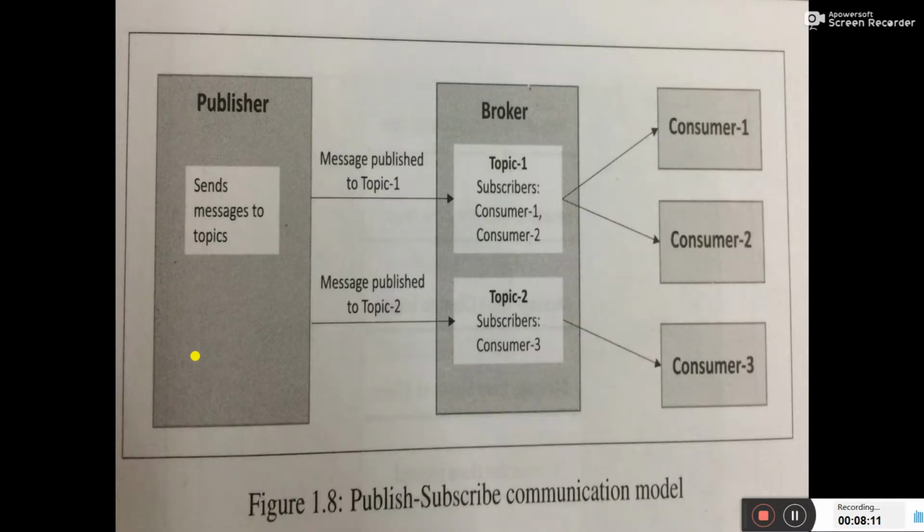And next is your publish and subscribe model. So here you need to send a message to topic 1. There are three things basically: one is topic, one is publisher, and one is subscriber. These topics are defined by the broker, and the publisher sends a message to the broker, and this broker sends the data to the consumer, which is the subscriber. So that's how the publish subscribe communication model works.